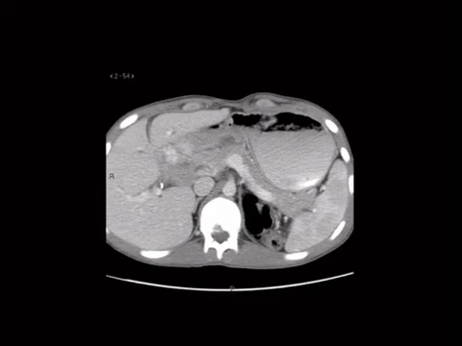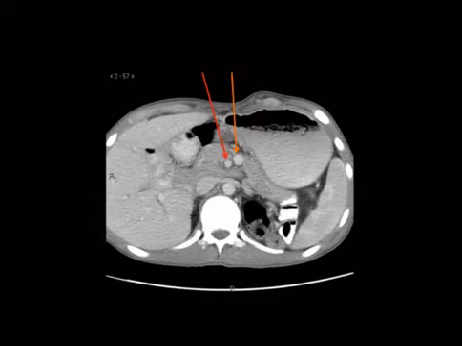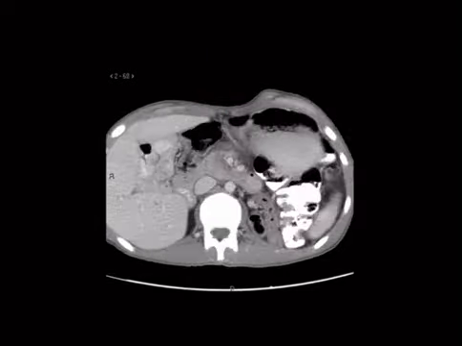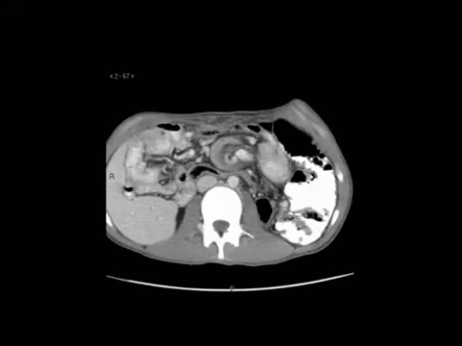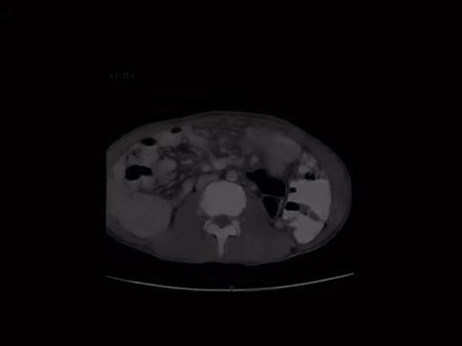So here's a case that's demonstrating this abnormal relationship between the SMA and SMV, where they're flipped. And then as we go down here, you'll see that swirl. This is your volvulus. And that is the classic way that that's shown.